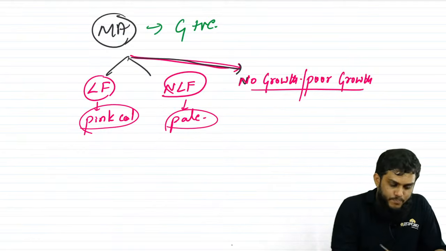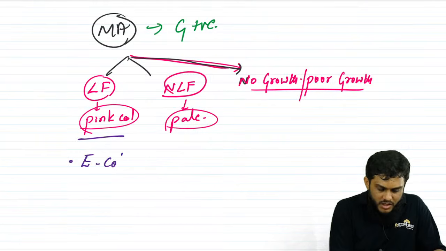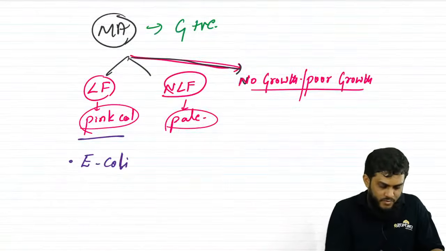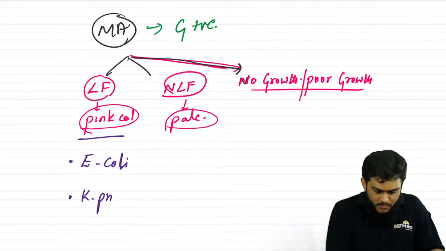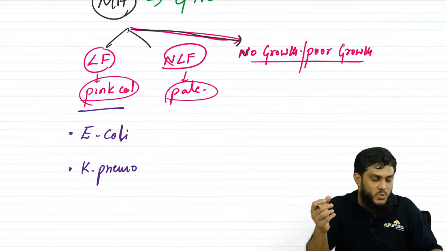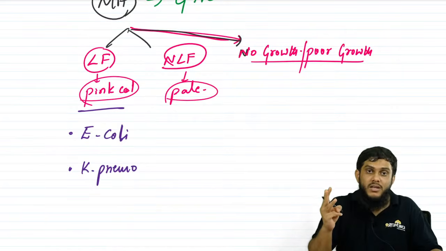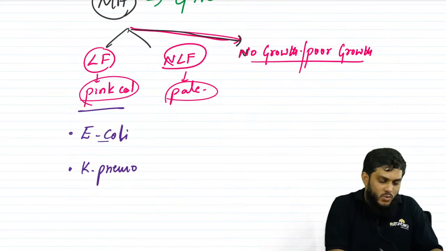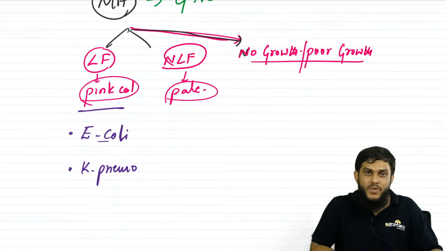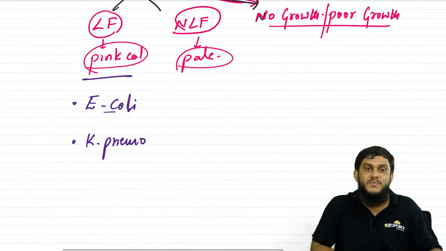Now if you see pink colonies, there are two possibilities: Escherichia coli and Klebsiella pneumoniae. There are only three lactose fermenters: Escherichia coli, Klebsiella pneumoniae, and Enterobacter. Out of these three, two can cause meningitis, that is, E. coli and Klebsiella pneumoniae. So if you see pink colonies on MacConkey, we can think of only two bacteria, E. coli and Klebsiella pneumoniae.